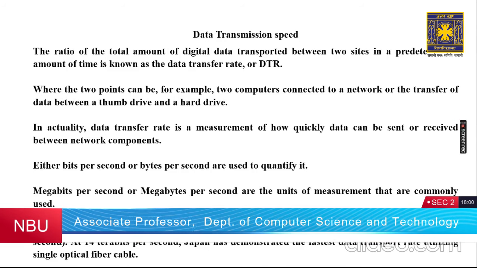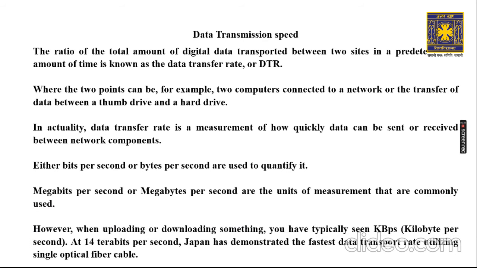Let us consider two computers. You need to send a message from one computer to another computer. Now, the data transmission speed is the ratio of the total amount of digital data that is transported between two sites, that means from one computer to another computer, in a predetermined amount of time. It is also called data transfer rate.